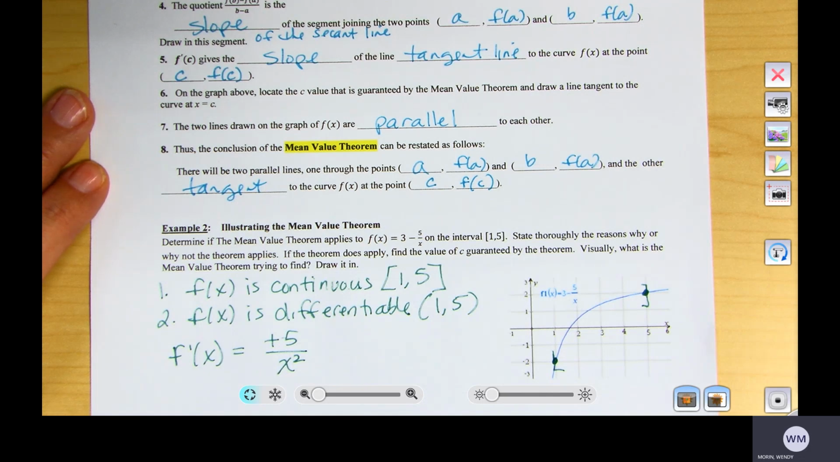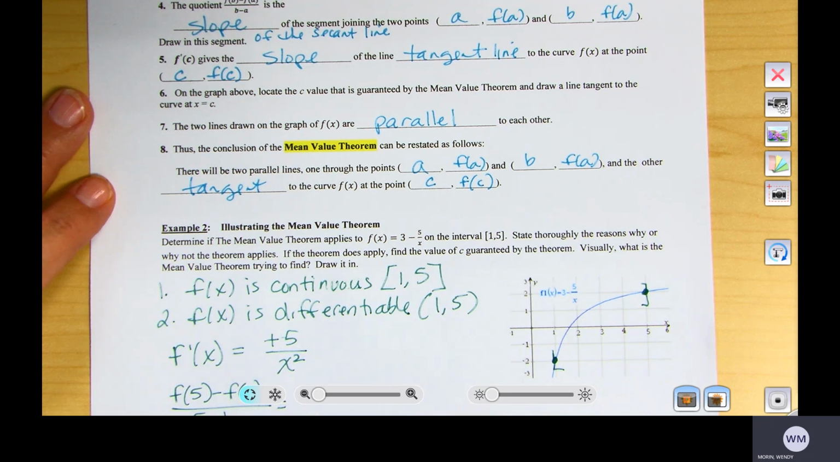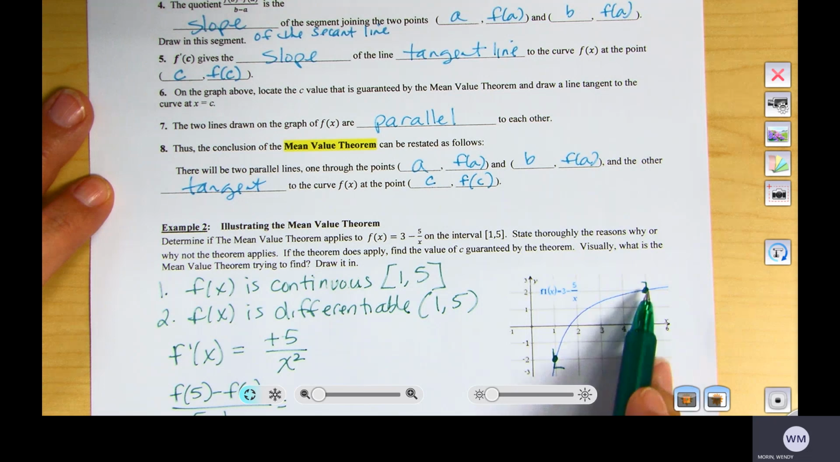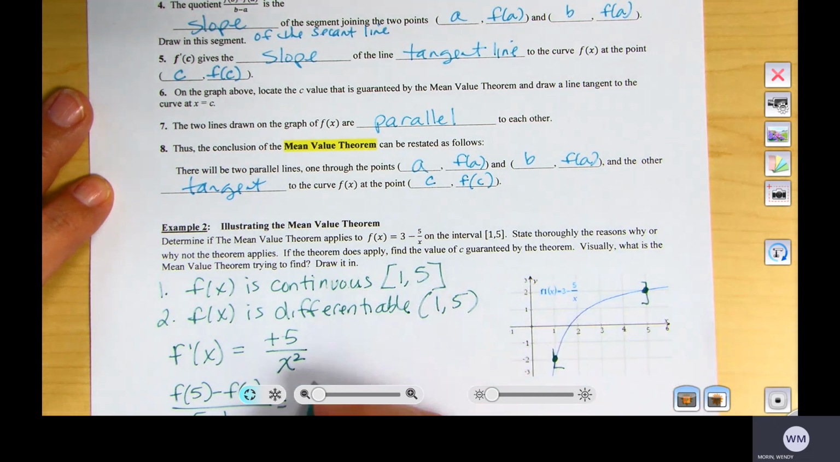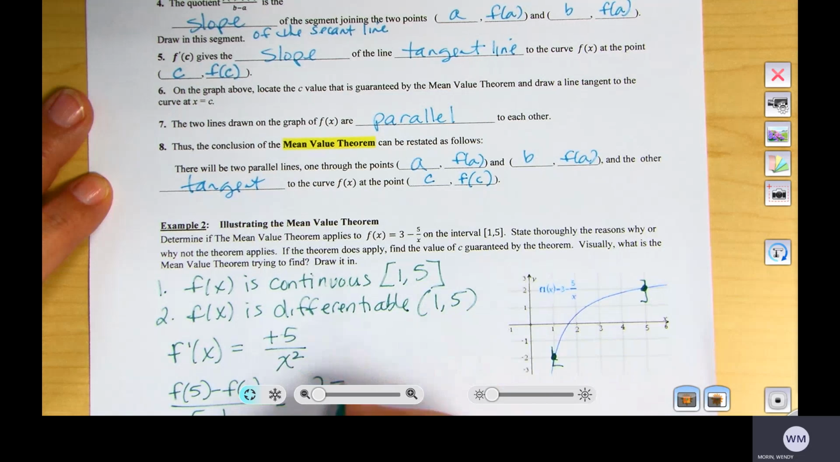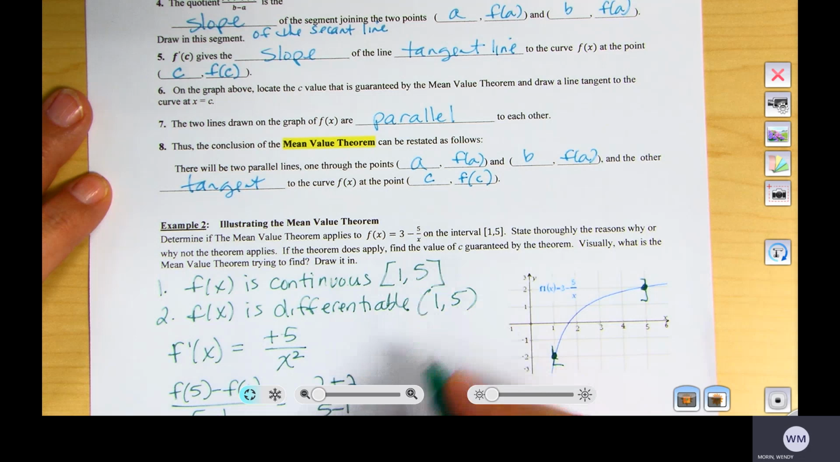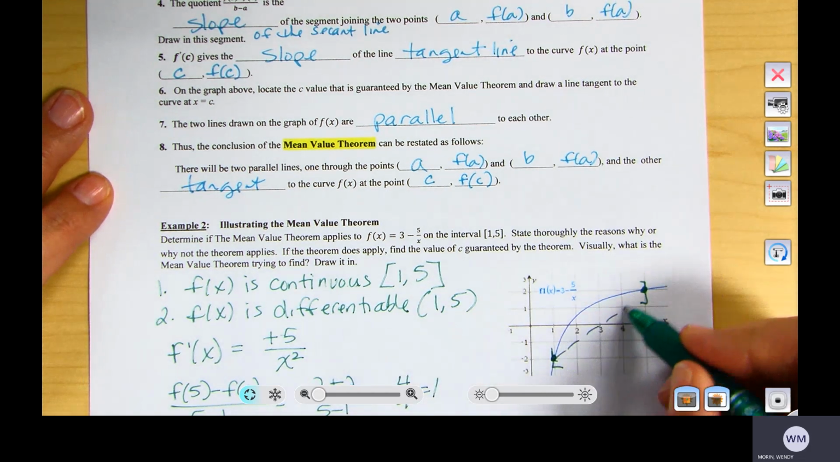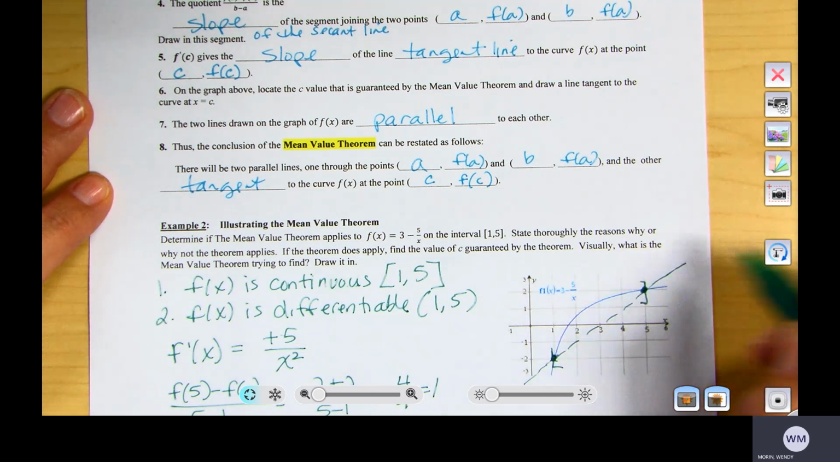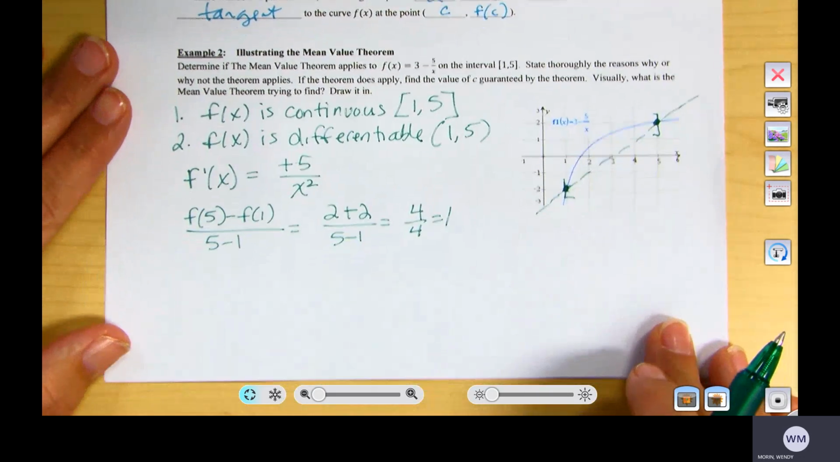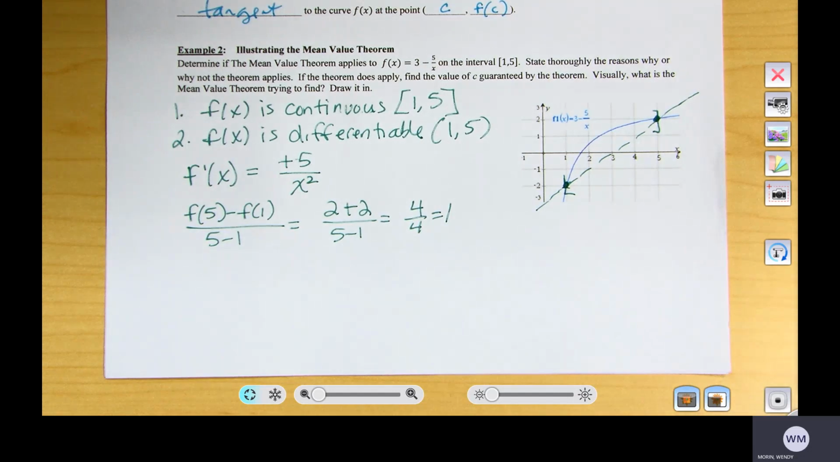And our average rate of change, our f of 5 minus our f of 1 over 5 minus 1, that's equal to what? F of 5, we said, was 2, minus a -2. So our average rate of change is 4/4, which is equal to 1. So the slope of the secant line, again, we call that the average rate of change, has a slope of 1.